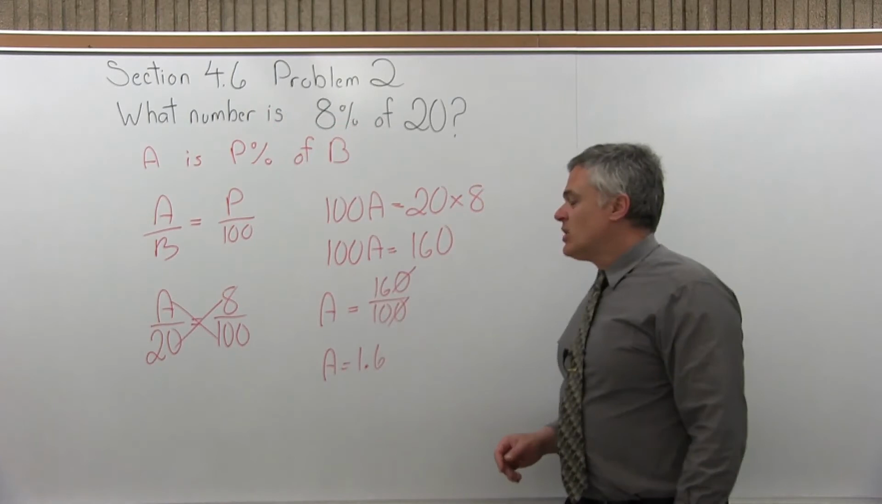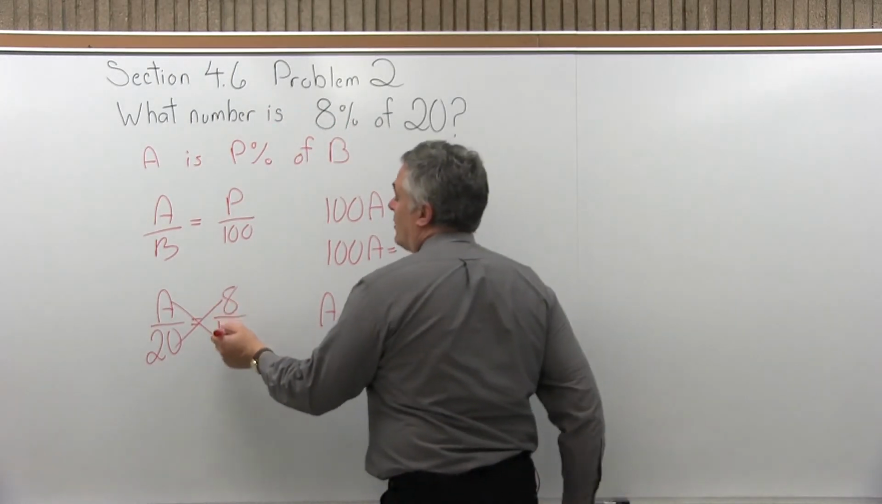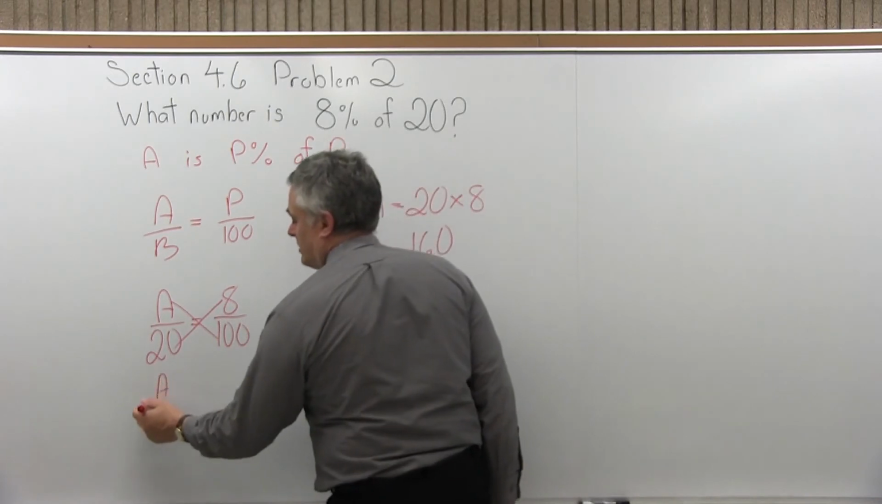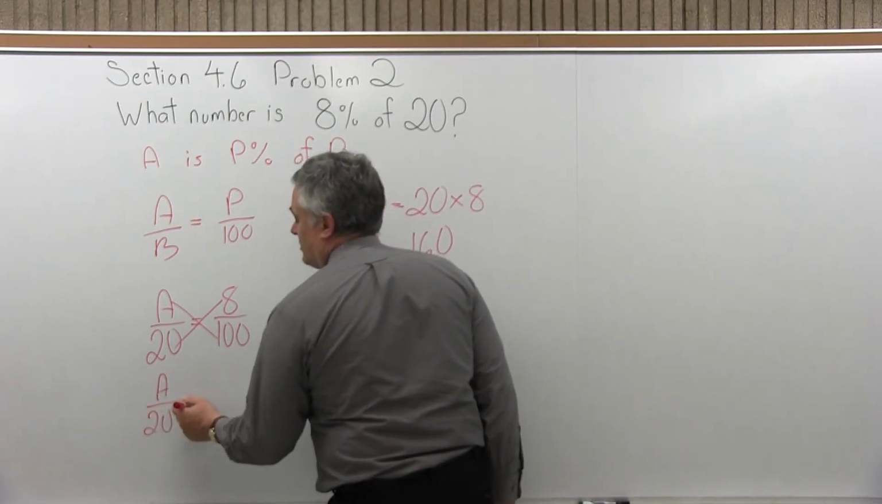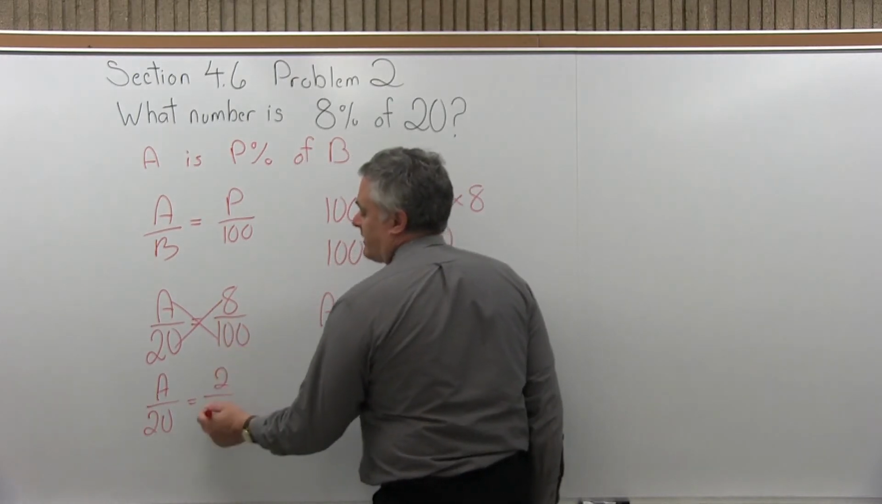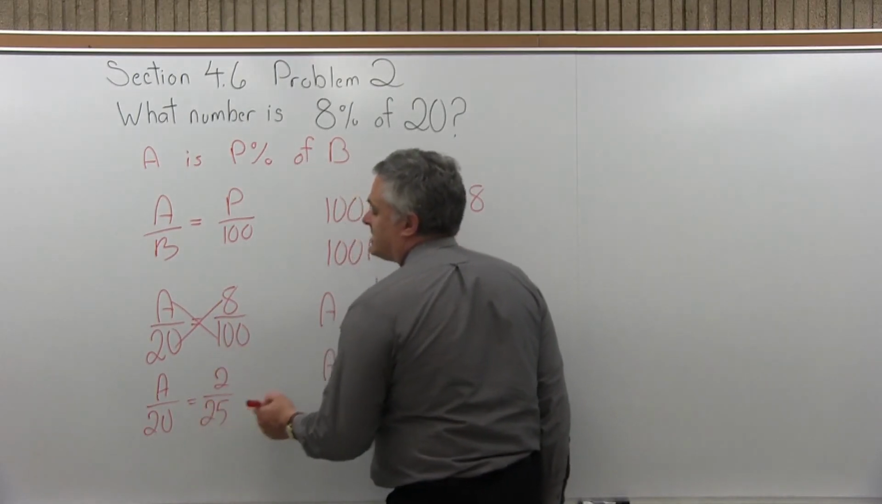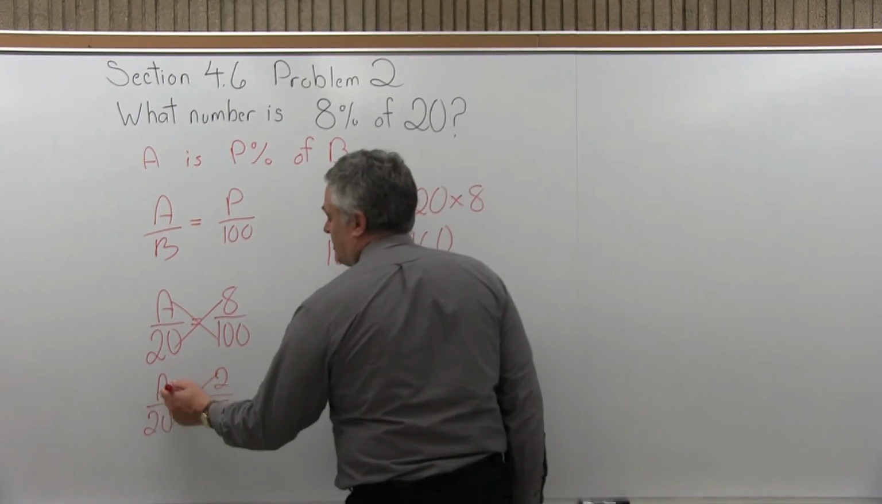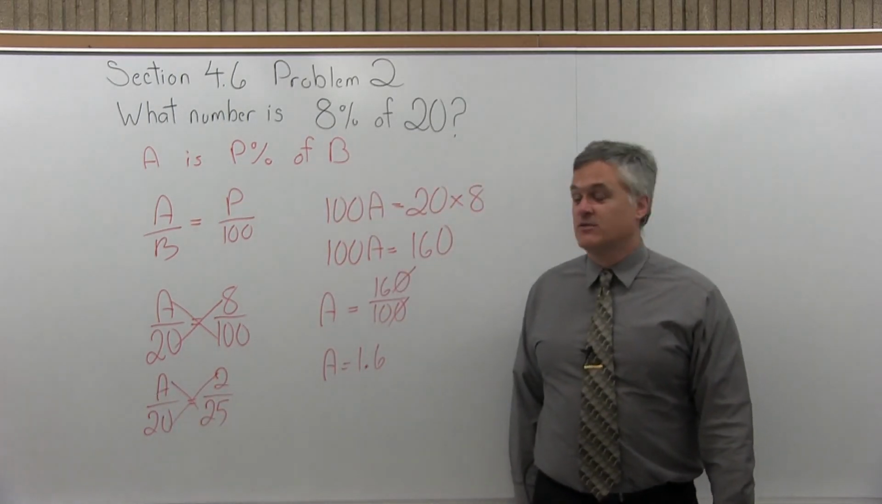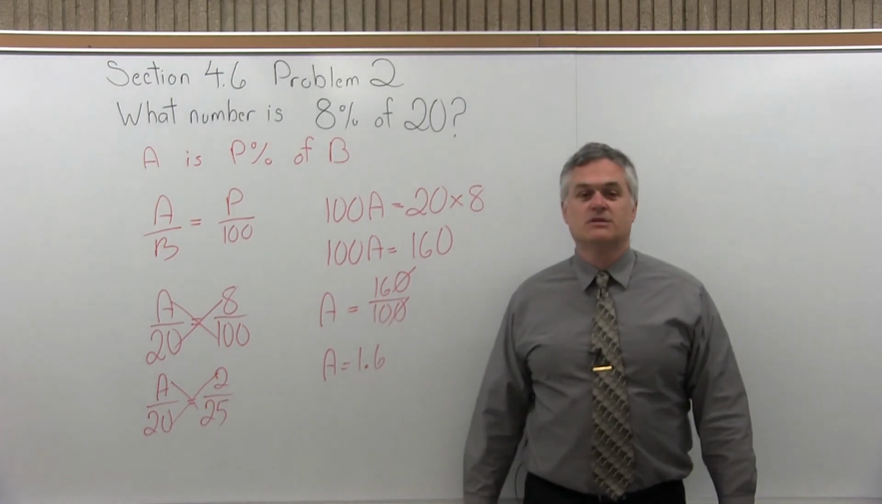And now notice along the way, like the 8 and the 100, I could have actually reduced that and made the problem A over 20 equals 2 over 25. They'll both reduce nicely by 4. 4 divides into 8 twice. 4 divides into 100 25 times. And you could do the same cross multiply and divide, and you'd get the same answer of 1.6. It doesn't matter. If you notice, reduce. If you don't, you'll still get the answer.